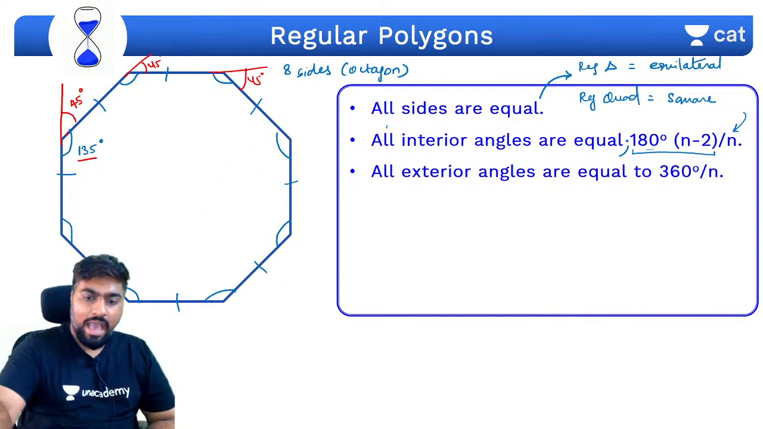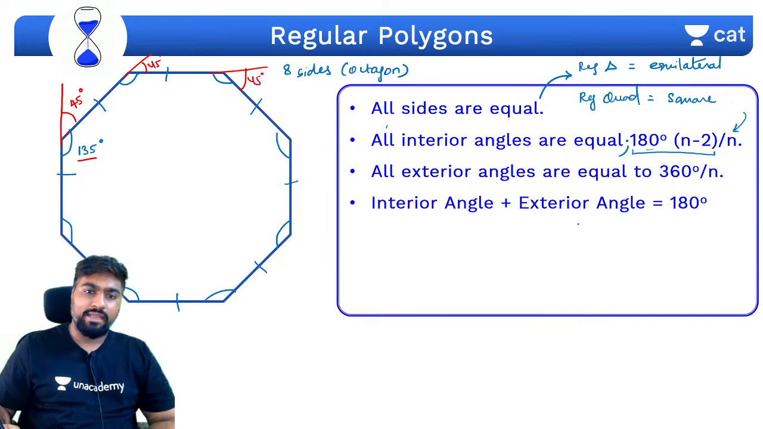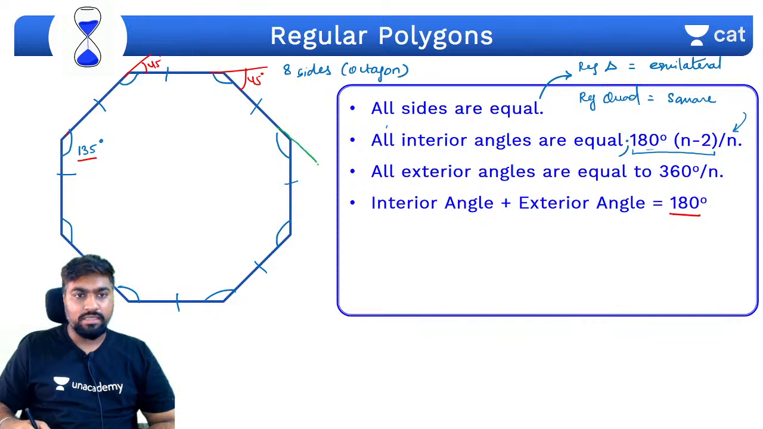Yes, and an interior angle and an exterior angle will always be equal to 180. Need not be adjacent, right? Any interior angle and any exterior angle. For example, if this is 135 and I say this angle, how much will this be? If this is 135, then this must be equal to 45. Getting it? Sum of any interior angle and any exterior angle will always be equal to 180. Cool.